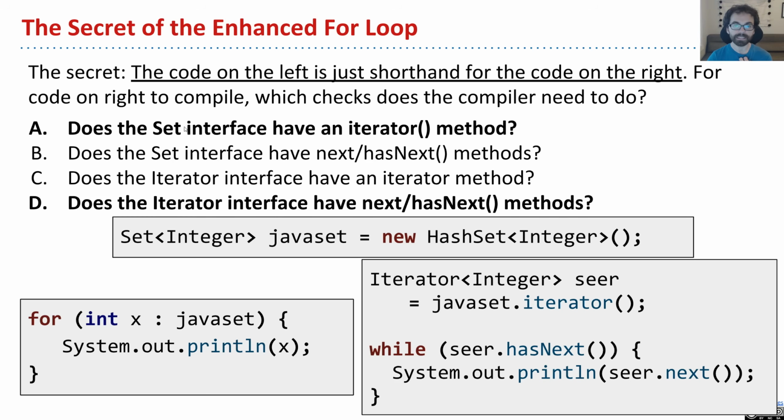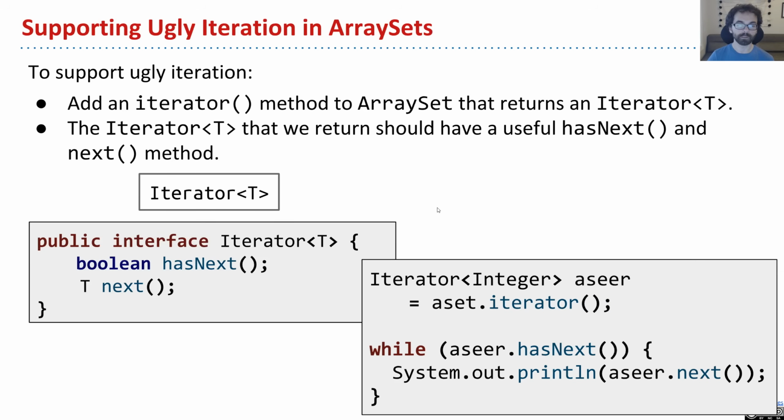We're going to need our array set to give us objects using an iterator method, and we're going to need to make sure that our class, that the iterator object that's returned, has a next and a hasNext method. Okay? So in other words, to support ugly iteration, which we're now going to do in the video, we're going to add an iterator method to our array set that returns an iterator. And then we're going to make sure that the iterator object we return has a useful hasNext and next method.